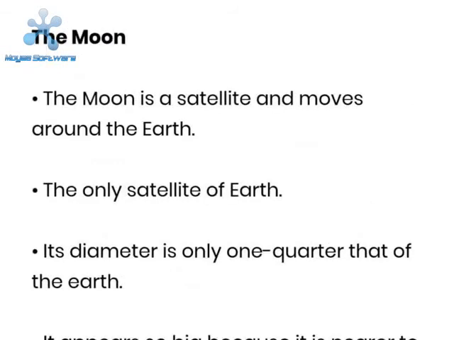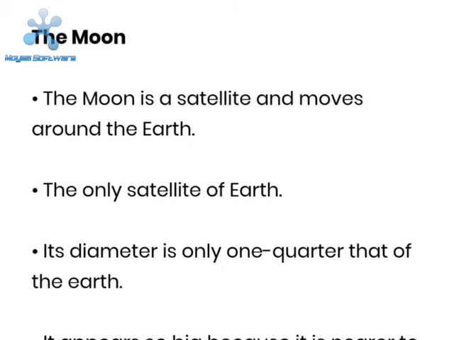The Moon. The Moon is a satellite and moves around the Earth. Here one important thing we have to keep in mind is that the Sun is a star but the Moon is a satellite. So the Moon is a satellite and the Moon moves around the Earth.